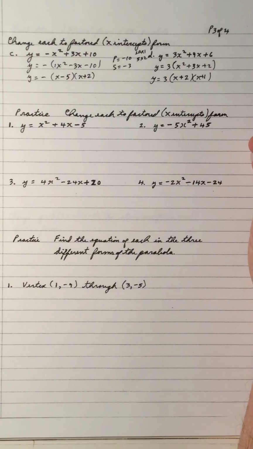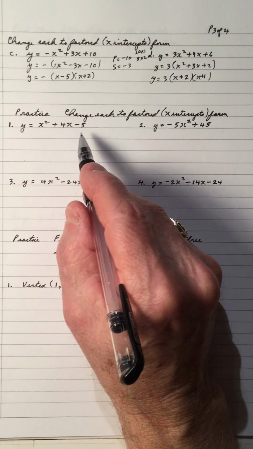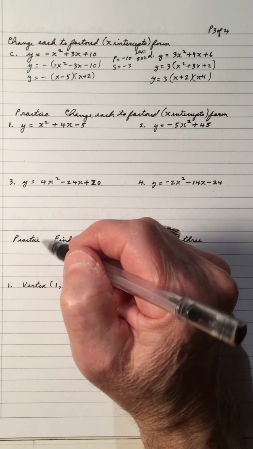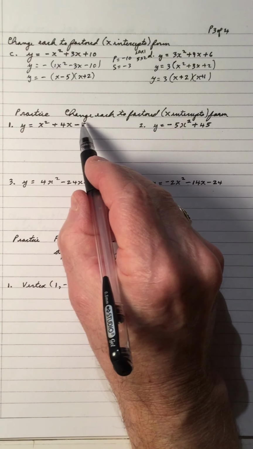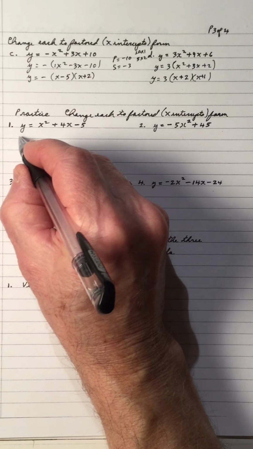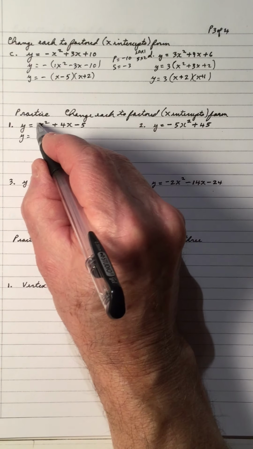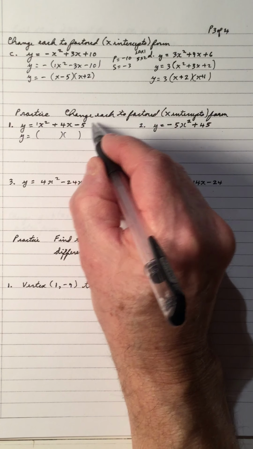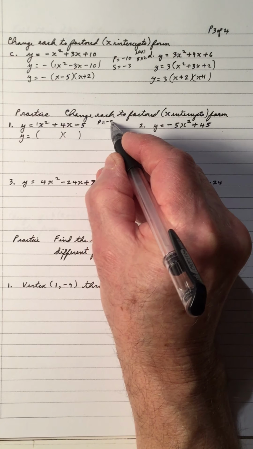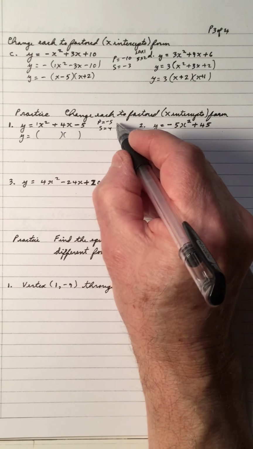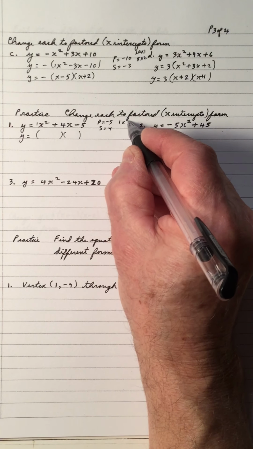And we have some more practice. Practice, remember math, the more you do, the better you get. If you make errors, you correct your errors. Change each to factored or x-intercept form. So y equals, we're going to factor, we have a 1, so we have a double bracket. The product is negative 5. The sum is 4. So the only factors of 5 are 1 and 5.